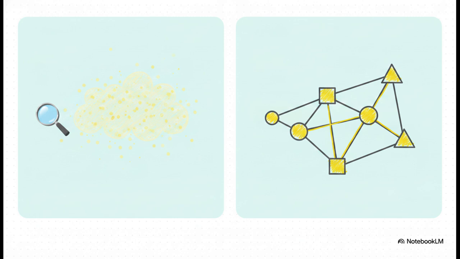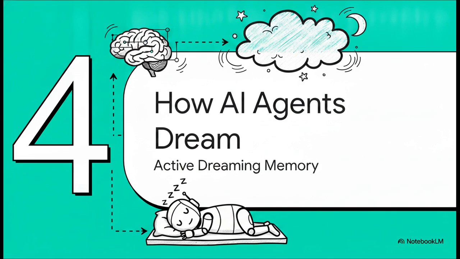But imagine you've got a medical agent. Returning a semantically similar drug isn't good enough if there's a lethal interaction with the patient's current medication, right? GraphRAG maps explicit relationships, nodes, and edges, enabling true multi-hop reasoning. The agent traverses the graph to verify facts across multiple connected data points. For high-stakes, verifiable tasks, this is absolutely crucial. Section 4. How AI agents dream, using active dreaming memory.